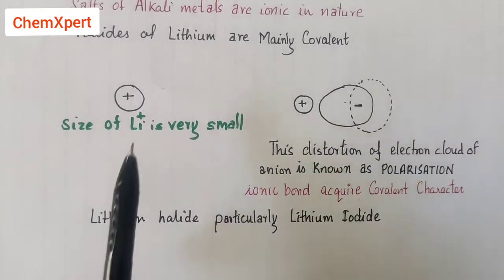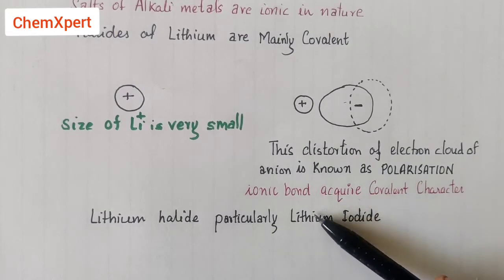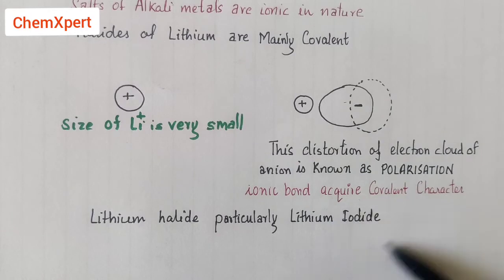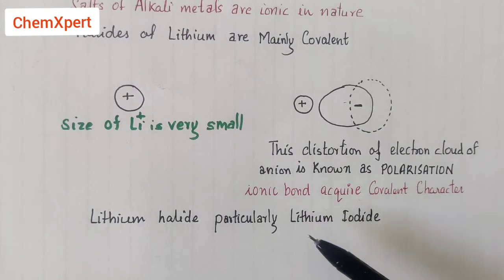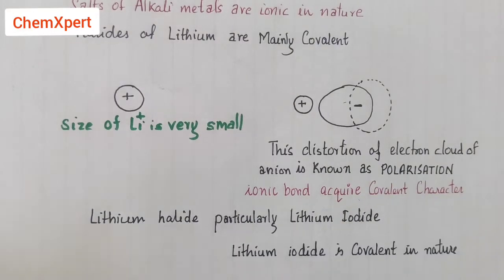So in the case of lithium halides, particularly lithium iodide has maximum covalent character. Reason: the size of lithium is very small and it has high polarizing power. The size of the anion is very large, so it can easily distort its electron cloud in the presence of this lithium ion. And hence lithium iodide is covalent in nature.